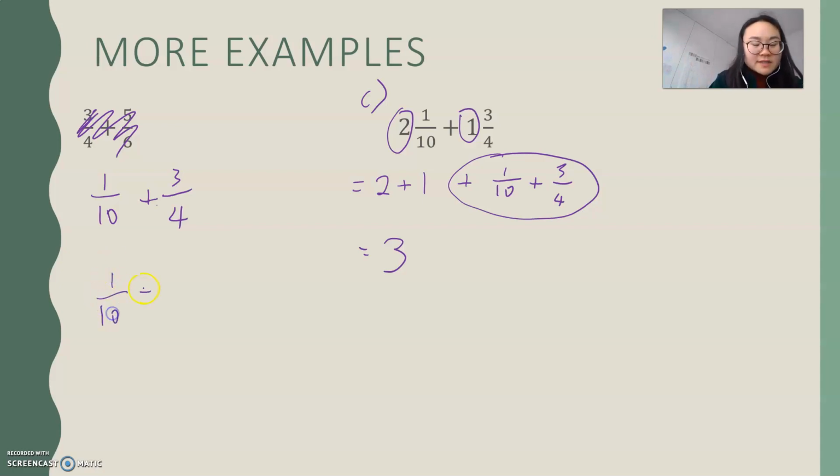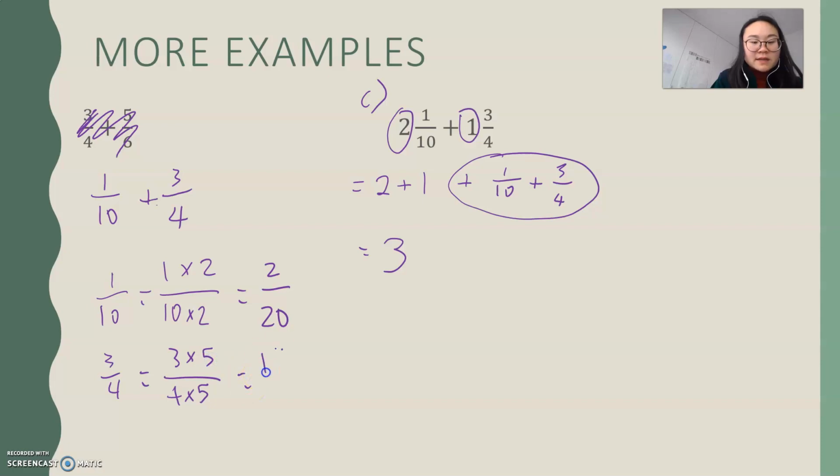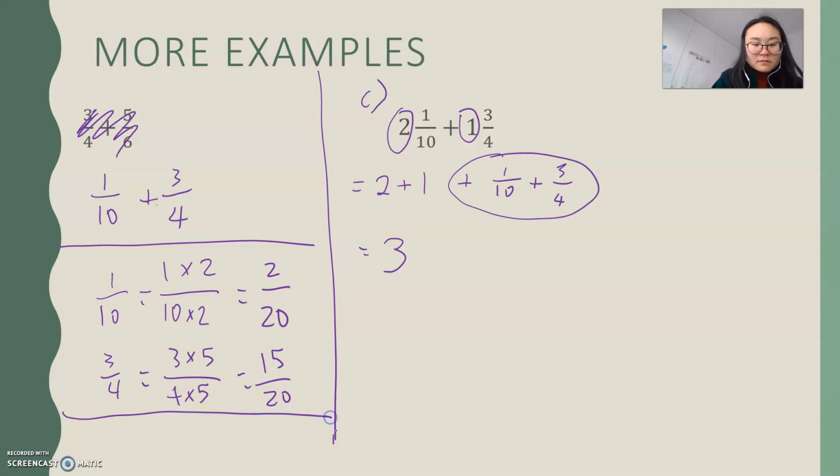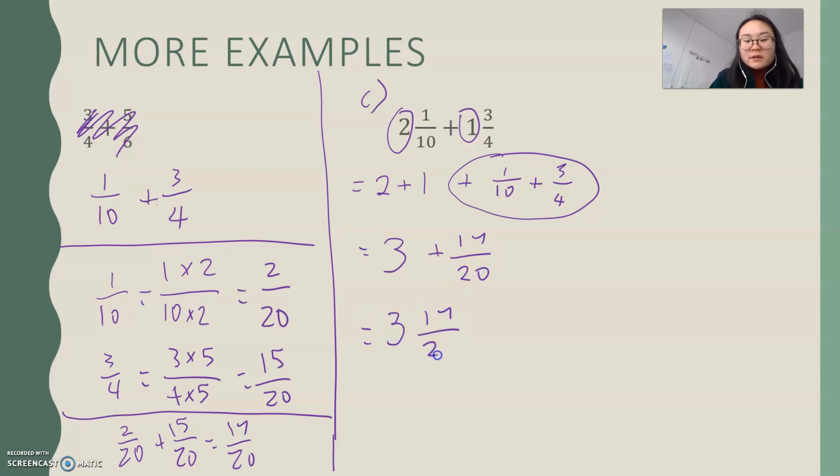So if I write 1 over 10 as something over 20, it would be 2 over 20, and 3 over 4 would be 15 over 20. And then I could add those two together. Sorry, it's getting a bit messy. 2 over 20 plus 15 over 20 gives you 17 over 20. Okay, so I've got 3 plus 17 over 20, otherwise known as 3 and 17 over 20.